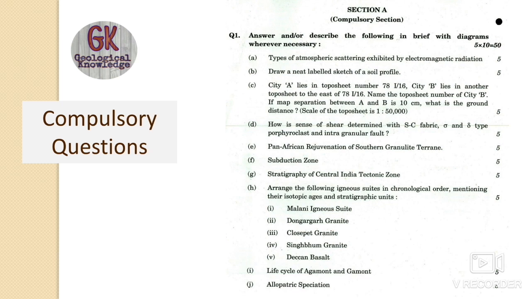Question number 1I: life cycle of agamont and gamont. You have to discuss that in foraminifera, so that question deals with micropaleontology. And question number 1J: allopatric speciation.